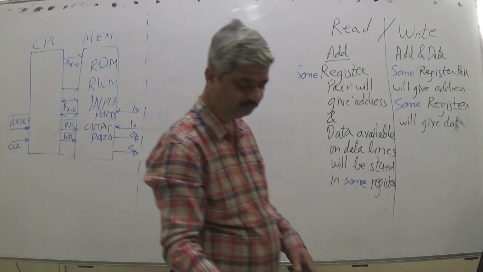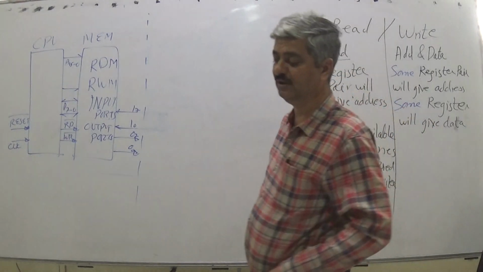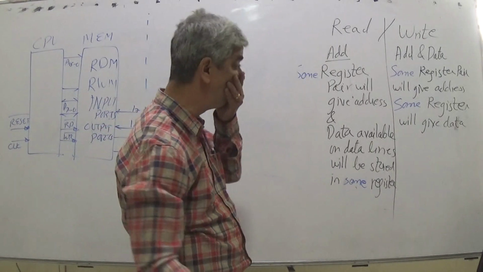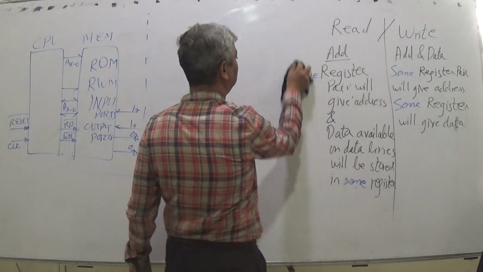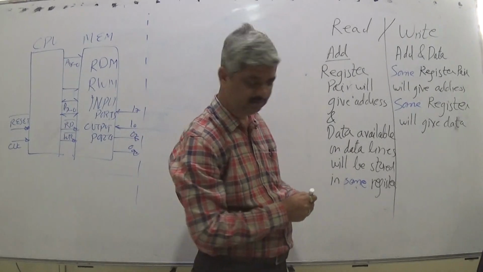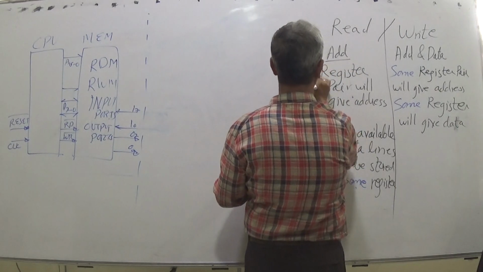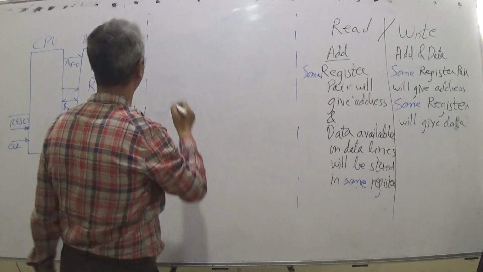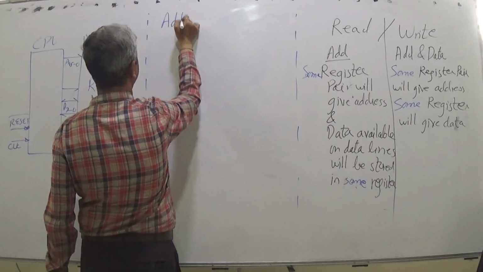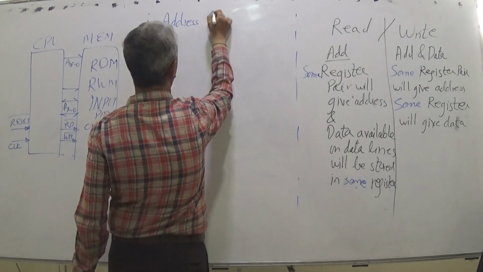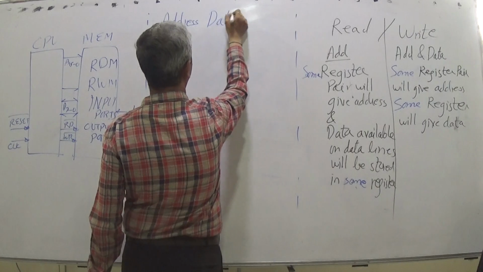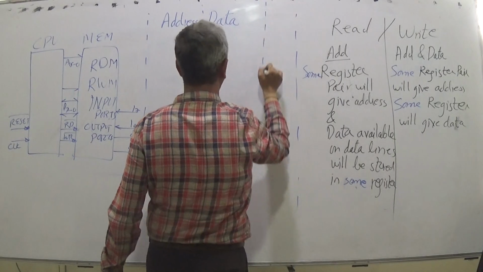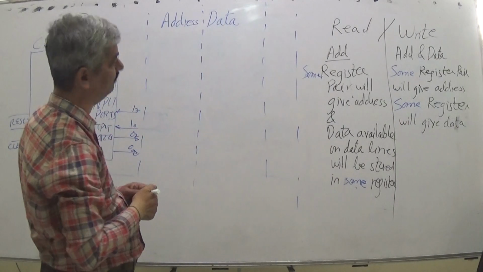Now, how can we have the microprocessor cycle diagram? We can have the microprocessor cycle diagram in a very simple manner. Address lines, data lines, that's all.